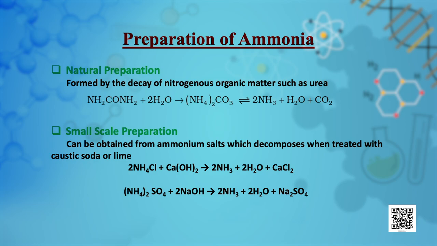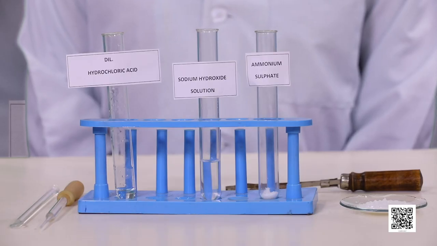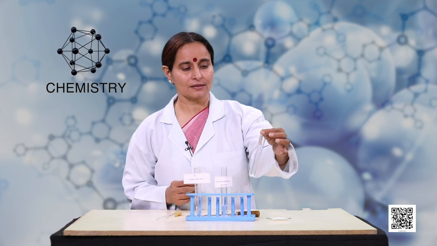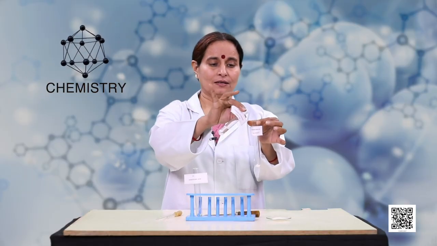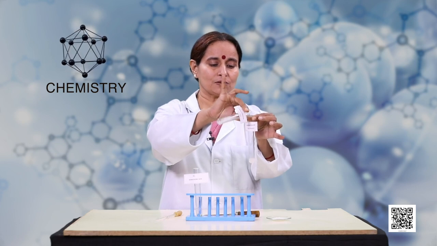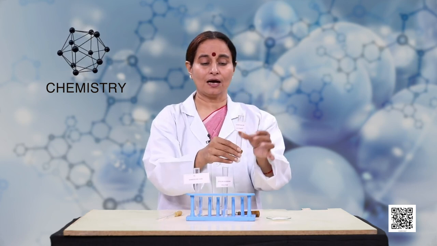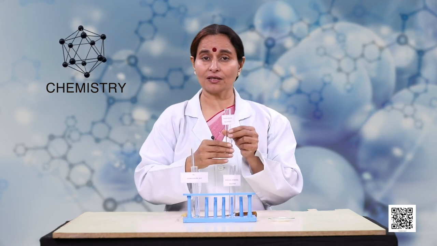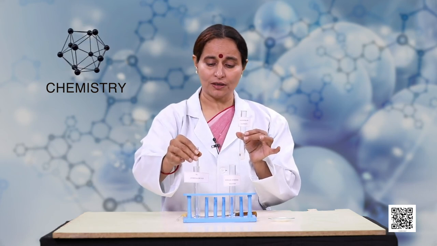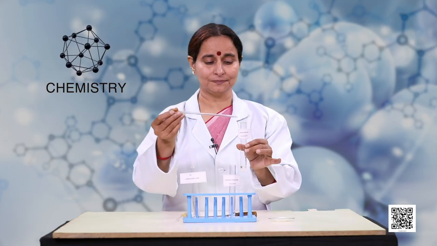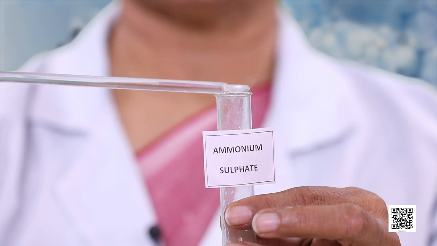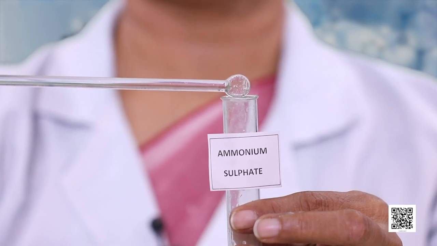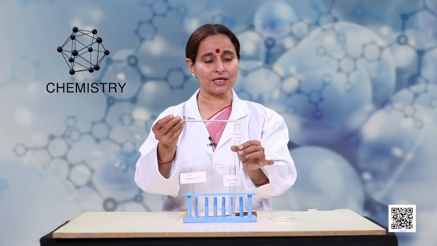sodium sulfate and water. Let's prepare ammonia by adding concentrated sodium hydroxide solution into a pinch of ammonium salt, that is ammonium sulfate. When we add sodium hydroxide solution to ammonium sulfate, ammonia is formed. We can smell the pungent smell of ammonia, and we can further confirm it by bringing a glass rod dipped in dilute hydrochloric acid. You can see dense white fumes. These indicate the formation of ammonium chloride, which confirms the evolution of ammonia gas.